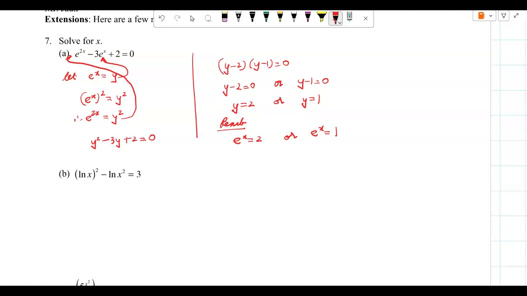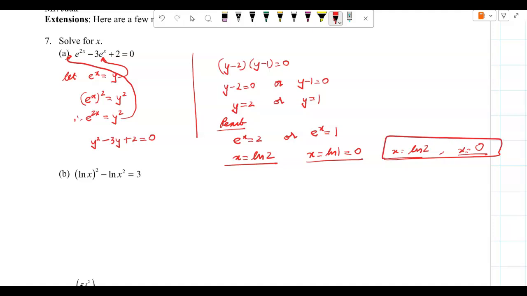So x is equal to what? How does e go to the other side? ln 2, because you change it into log base e. And x is equal to ln 1, which is 0. So what are my answers? ln 2 and 0. There can be two answers, it's a quadratic. What if it was minus 2? Not defined. Log of a negative number is not defined.